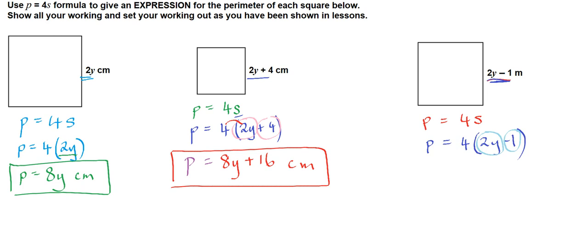And so we say, right, 4 times 2y, what is 4 times 2y? It's 8y. And 4 times minus 1 is minus 4. So the final expression, with the units of measurement, is P equals 8y minus 4 meters. And that is the perimeter.